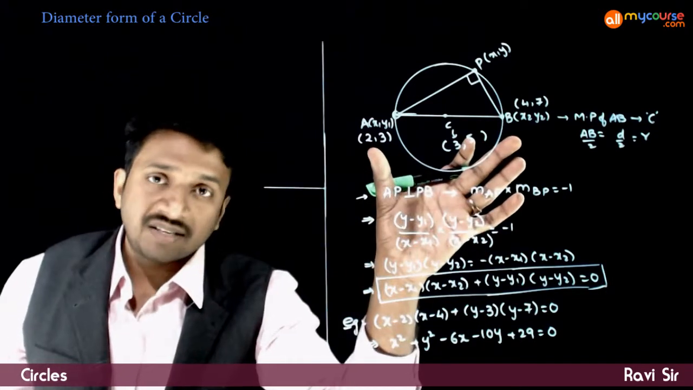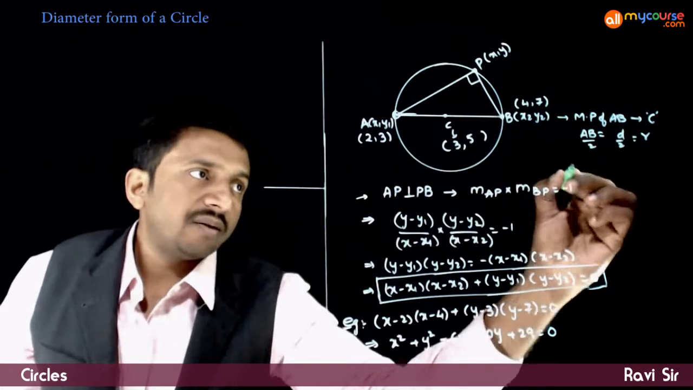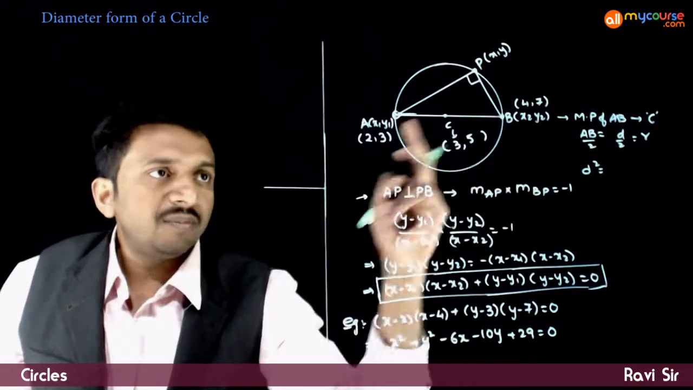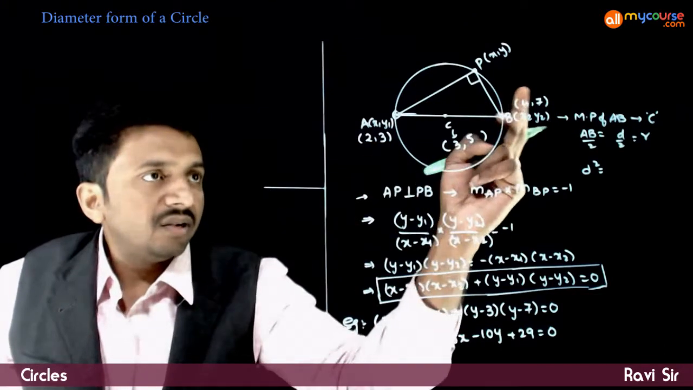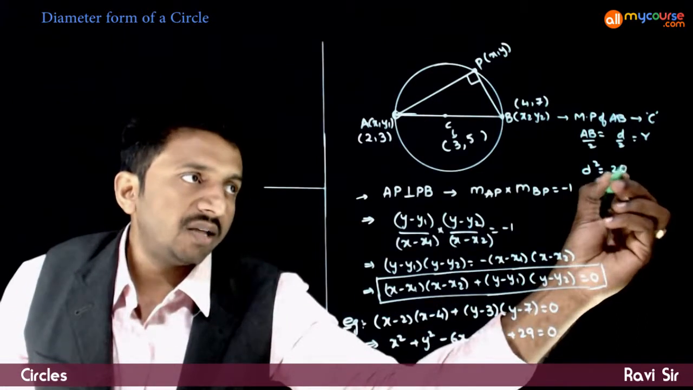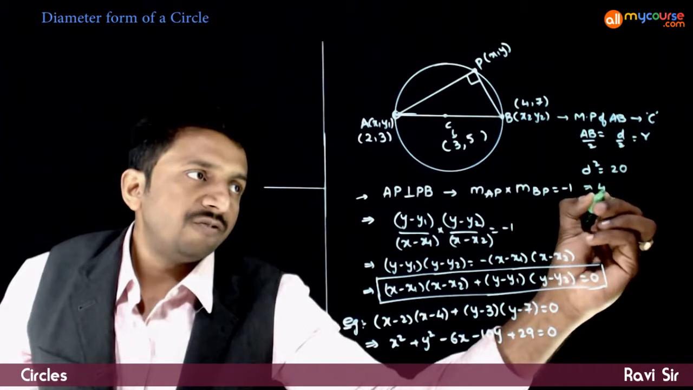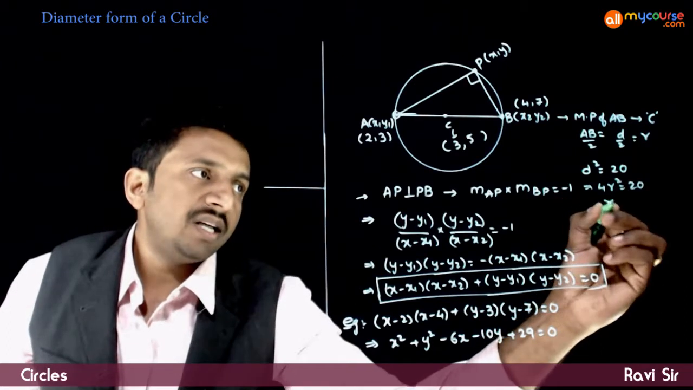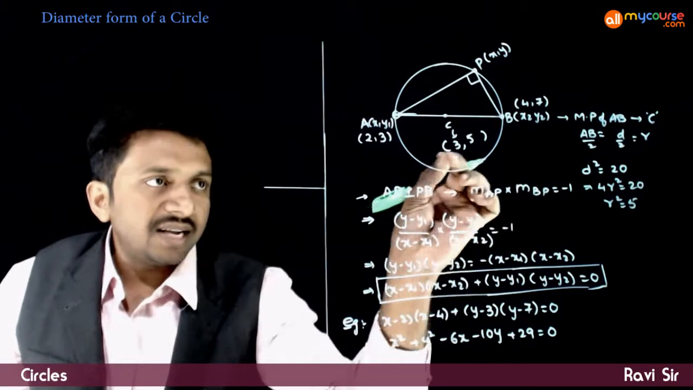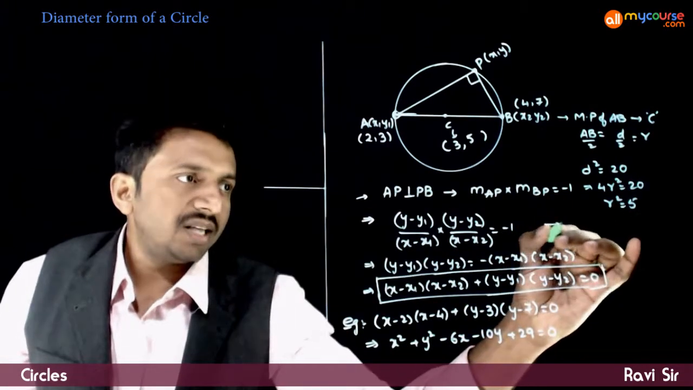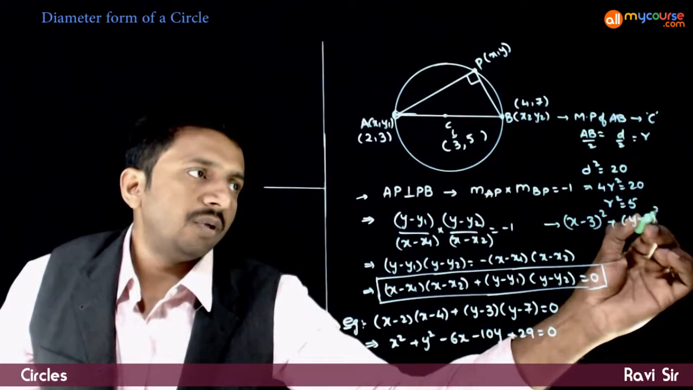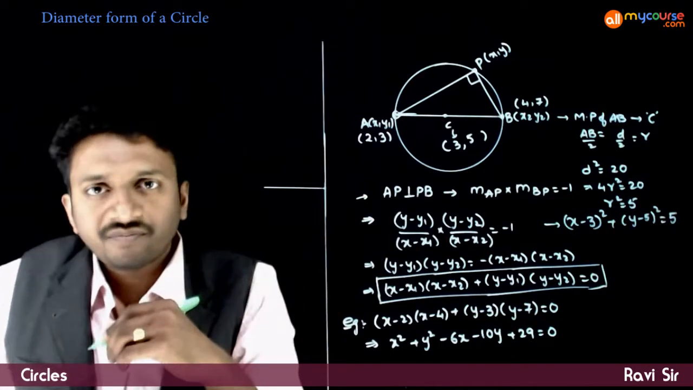What is r square? So d square, diameter square, is equal to (4 minus 2) whole square plus (7 minus 3) whole square. That is 2 square plus 4 square. That is equal to 20. So this implies 4r square is equal to 20. R square is equal to 5. So you get the center, you get r square. So what is the equation? (x minus 3) whole square plus (y minus 5) whole square is equal to 5.